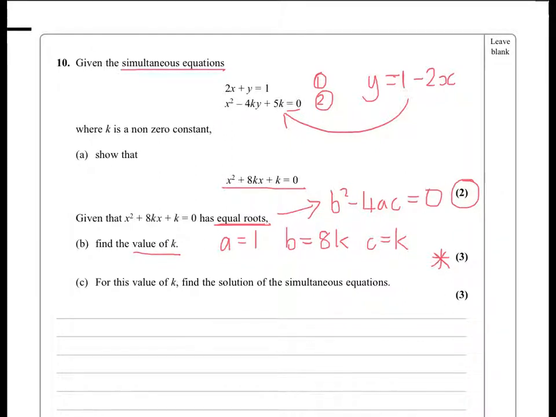For this value of k, find the solution of the simultaneous equations. So for this part, now, even if you couldn't do part A or B, guess that. So maybe guess a value of it, if needs be. Pop it into equation 2 and then solve them simultaneously like you would have before. Lots of algebra on this one.